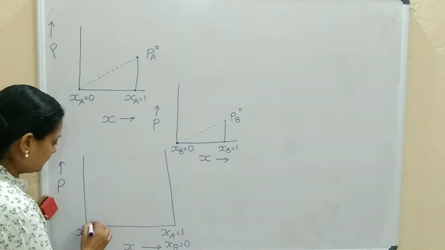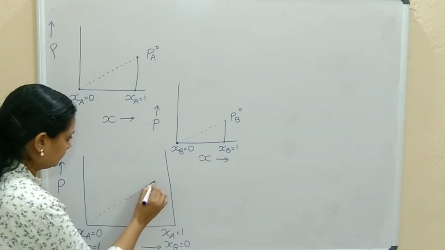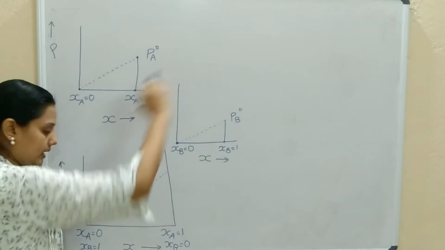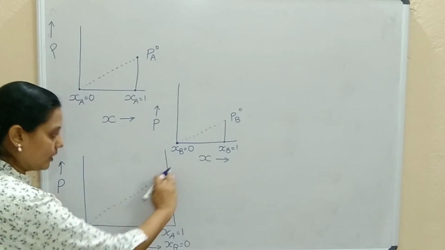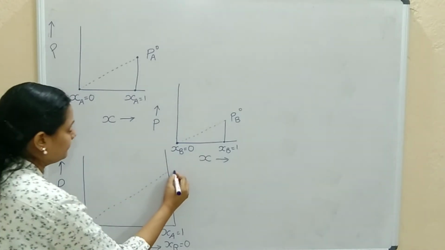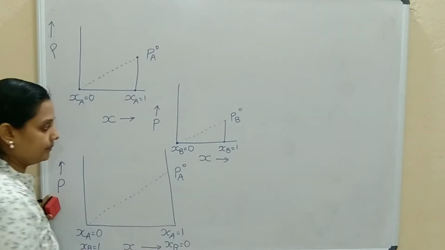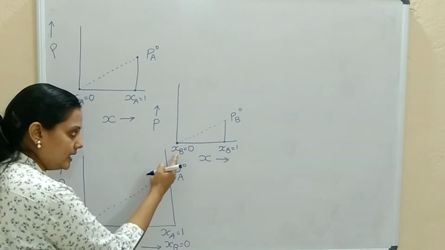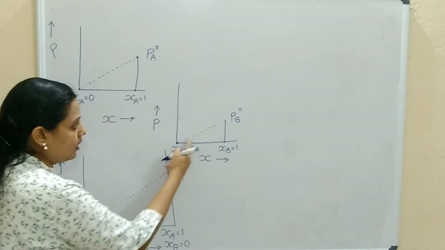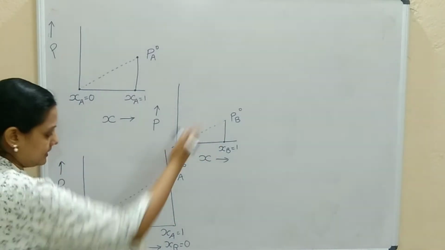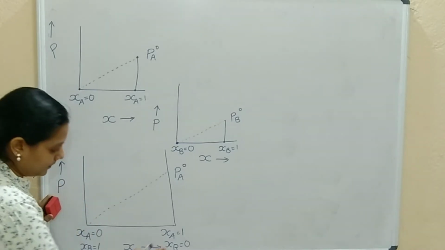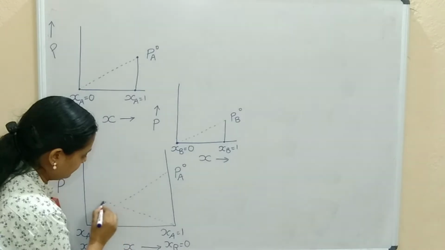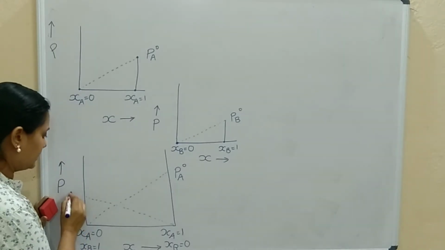Draw the plot here, put the dotted lines. Think XA equal to 0, dotted lines will go to the right hand side. This point is PA degree. XB equal to 0, you should start from that origin, and the dotted line should go to the other side. Where is XB equal to 0? Here. So I will draw the dotted lines from here and it will go up to the next mark. So this is PB degree.